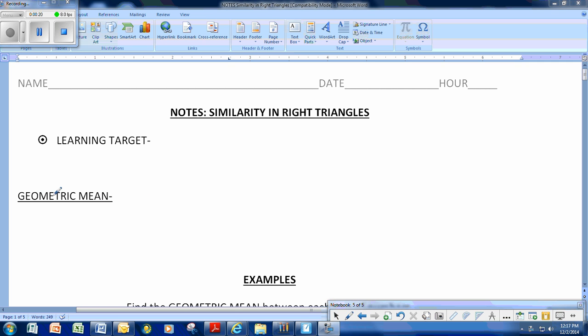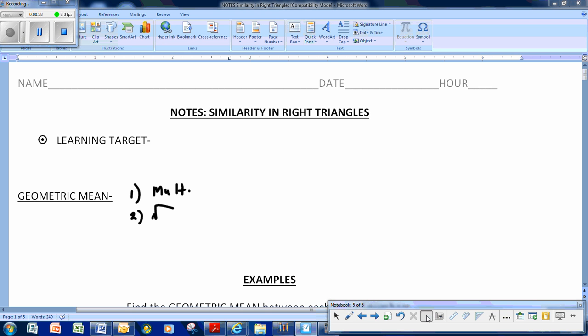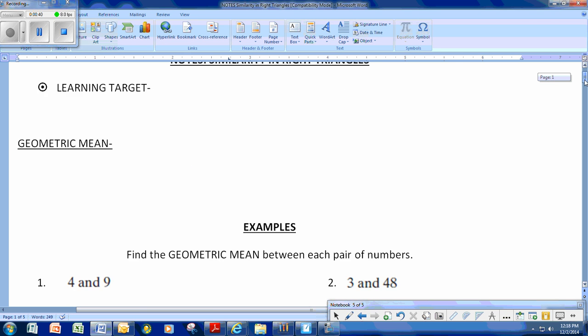Okay, first concept we're going to talk about is something called the geometric mean. To find the geometric mean between two numbers, it's two steps. Number one, you're going to multiply the two numbers together. And number two, you're going to take the square root of that. So let's try some examples.